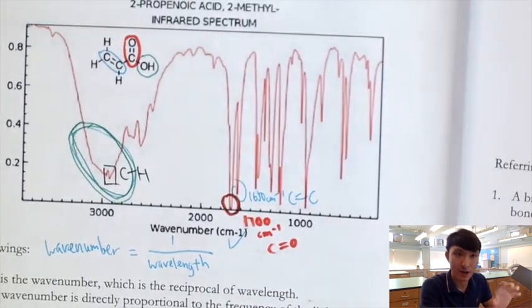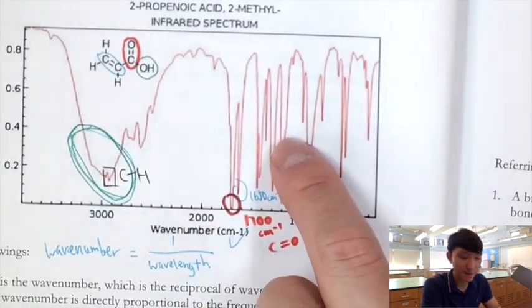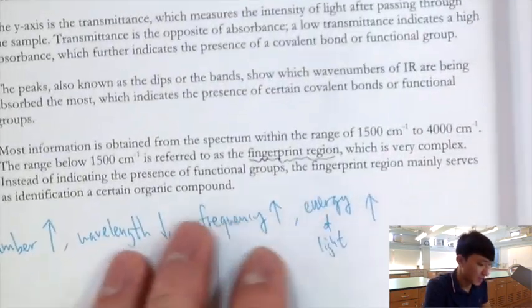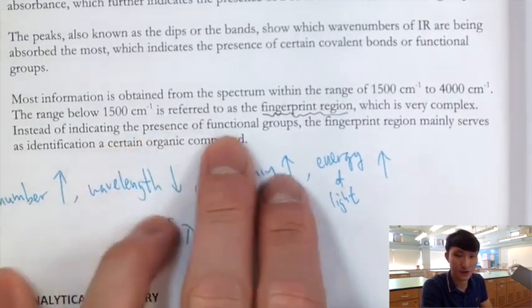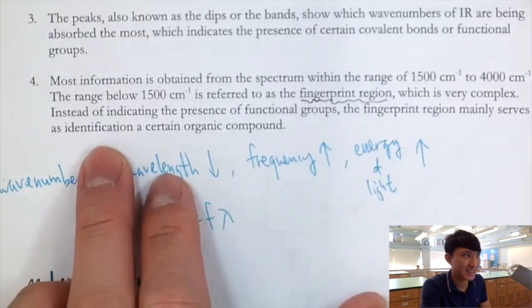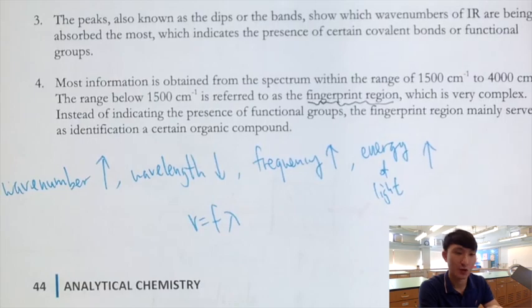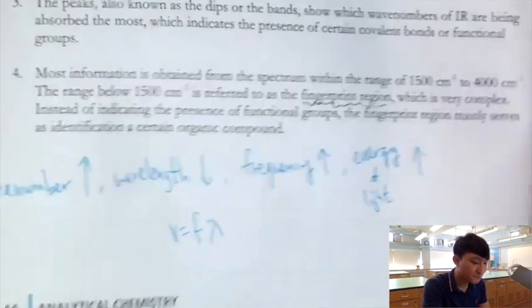Okay, because every organic compound should have its own unique fingerprint region. Instead of indicating the presence of a certain functional group, the fingerprint region mainly serves as an identification of a certain organic compound. Okay, so that's the idea.